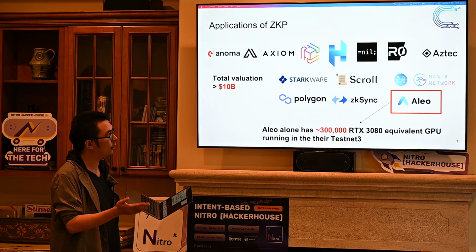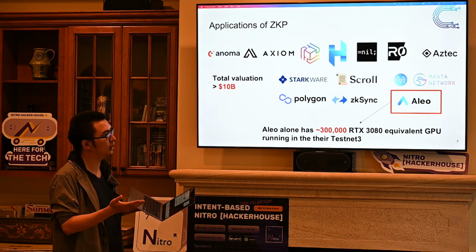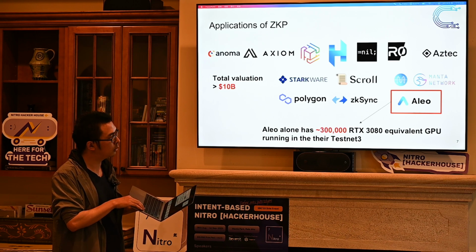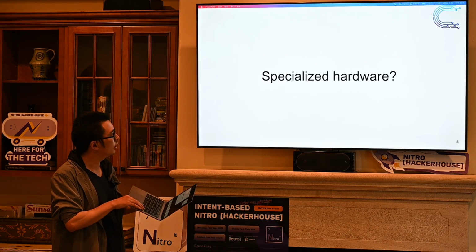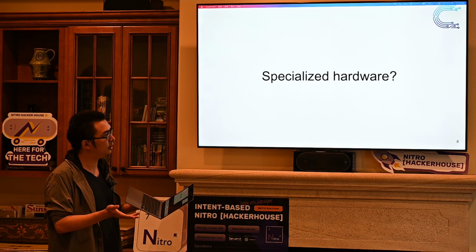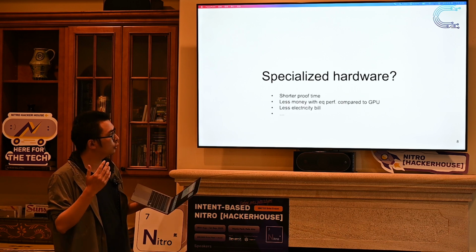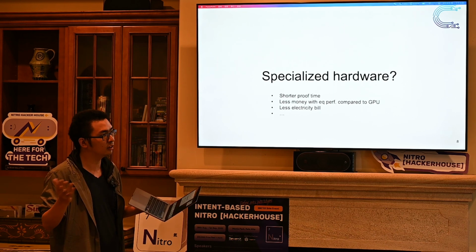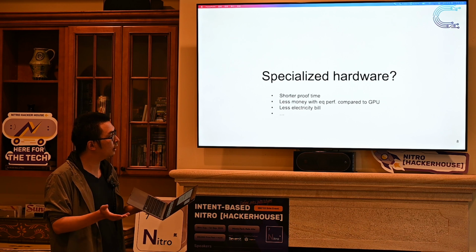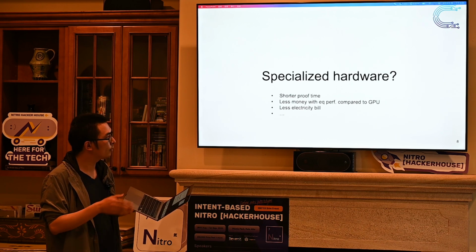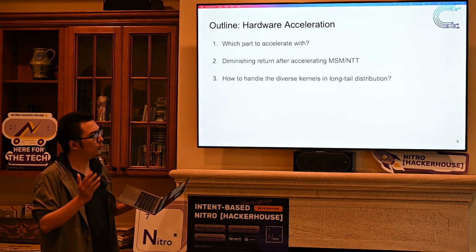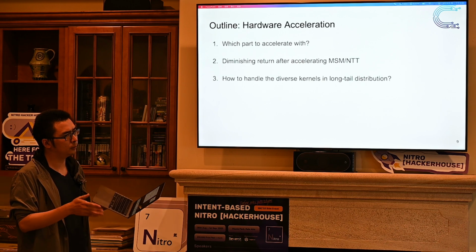How about the future? You have more ZK related projects, and each project is using larger and larger circuits. You need a huge amount of computation power to support the provers. And then we ask, how about specialized hardware? It can immediately bring you several advantages. For example, you can have shorter proof time, or equivalently, with the same time budget, you can work with a much larger circuit. And you can spend less money compared to GPU, like performance per dollar, and you may have lower electricity bills.